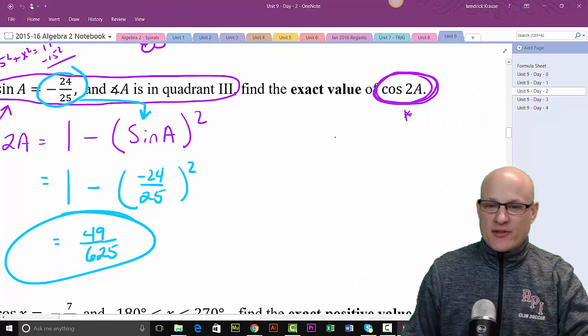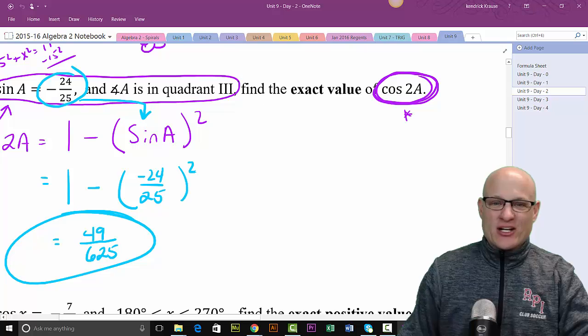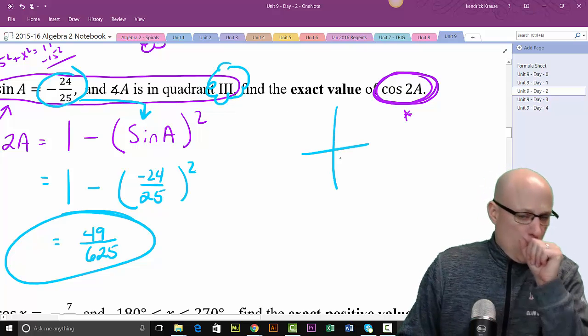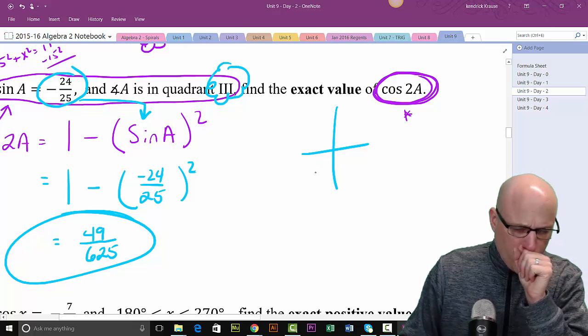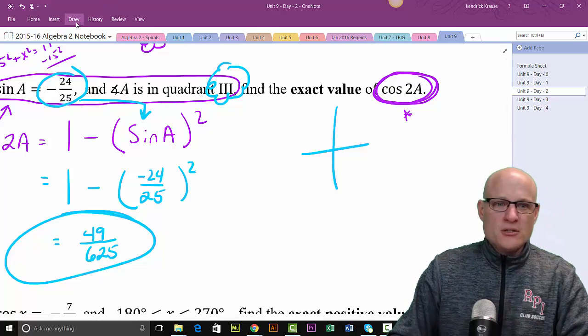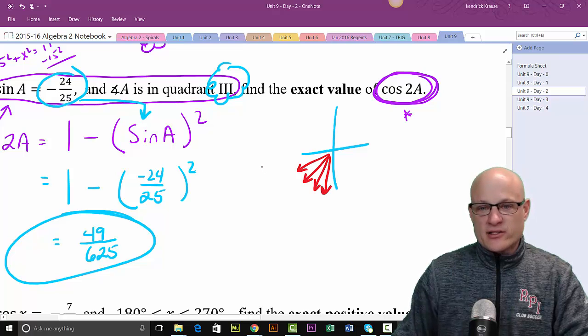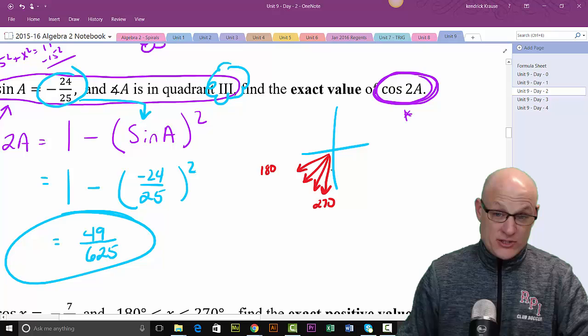Our current angle is in quadrant 3. Let's think about what that means. Somehow, somewhere our angle ends up down in here. I don't know where it is, but it's down in here somewhere. So that means its lowest it can be is 180, and the highest it can be is 270. Now, I know it can't be 180 and it can't be 270, but it can be really close.